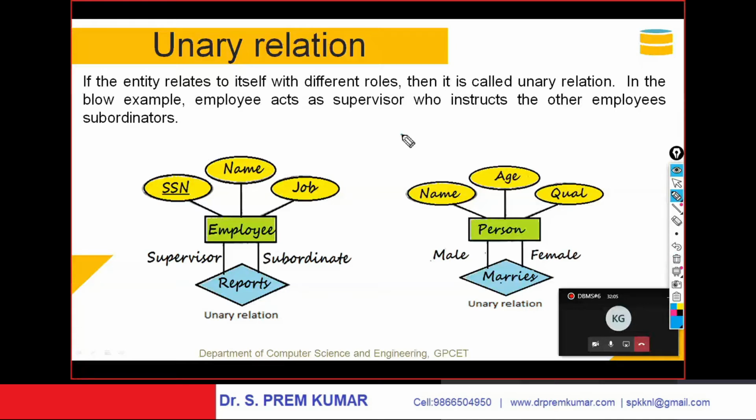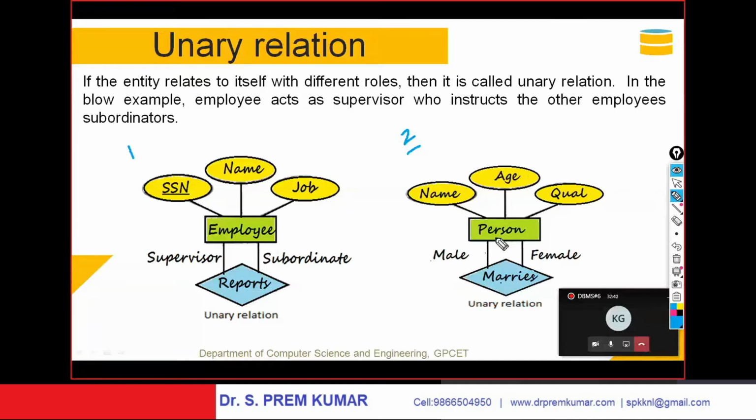Let us go with the second example. A person marries a person. The first person is female, the second person is male. Both are persons. A person is identified by name of the person, age of the person and qualification of the person. A person is marrying a person. The first person's gender is female, the second person's gender is male.